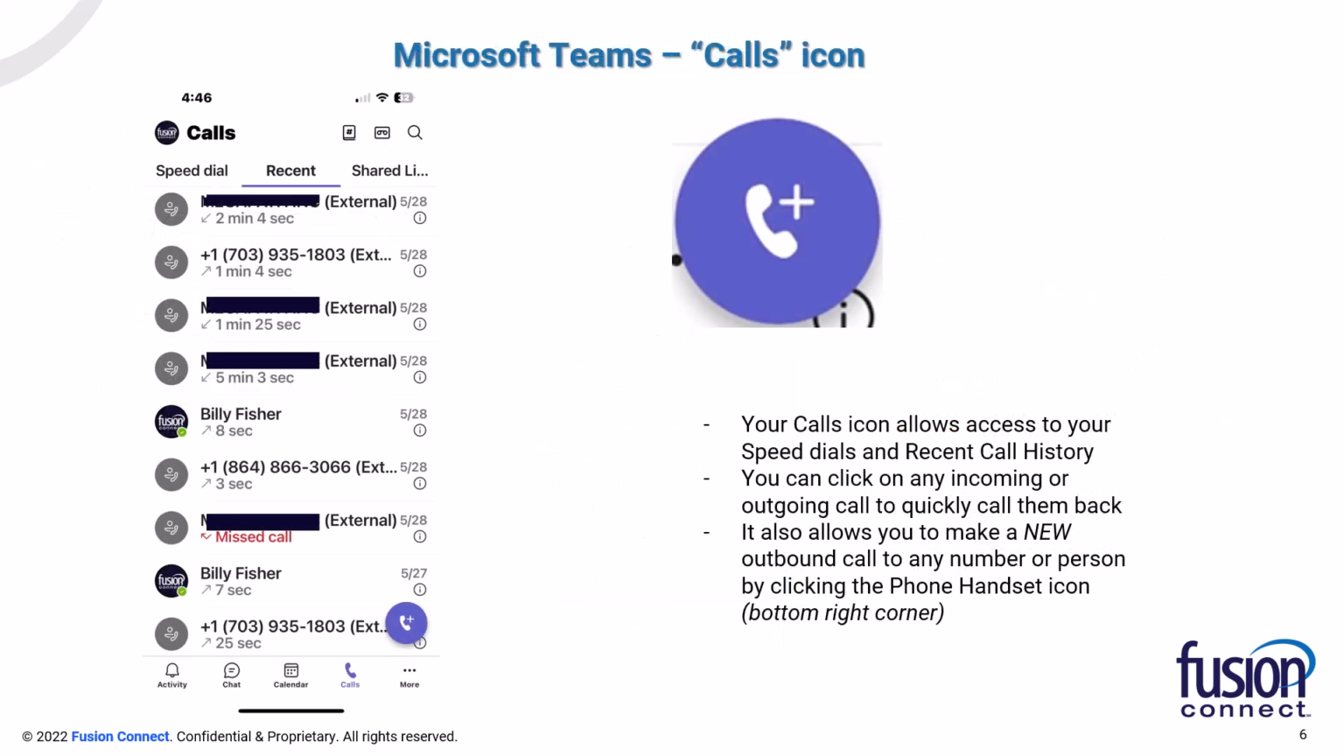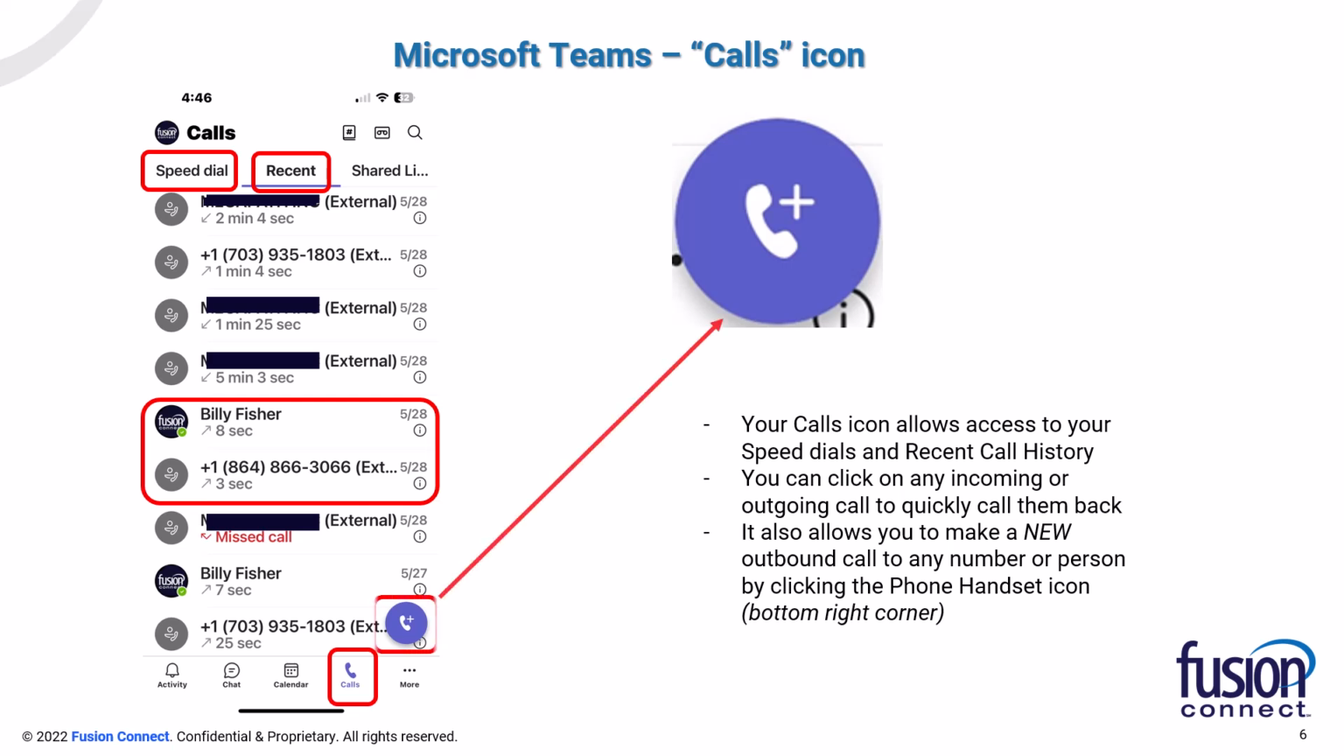For Microsoft Teams calling, you have a Calls icon. Within your Calls icon, you can access your speed dials and also your recent call history. You can click on any incoming or outgoing call to quickly call them back. It also allows you to make new outbound calls by clicking the phone handset icon on the bottom right corner.